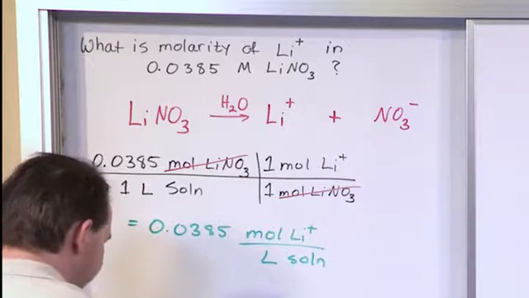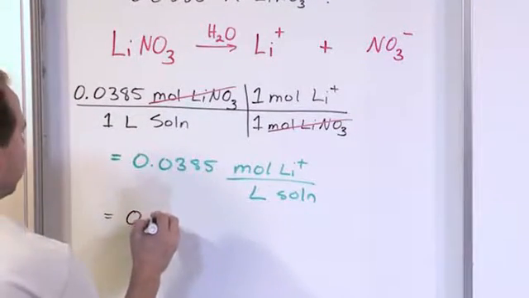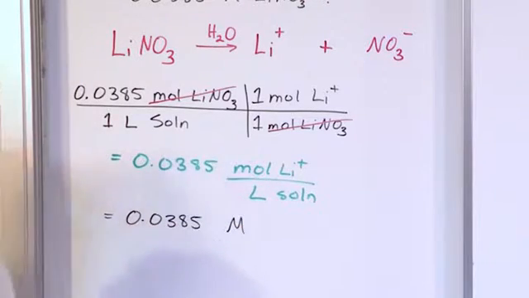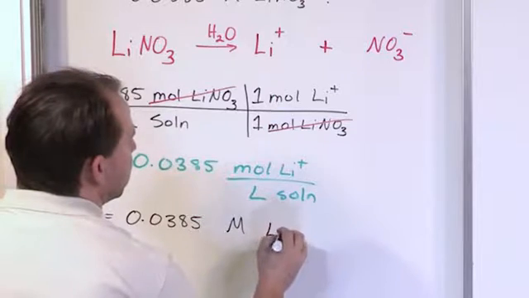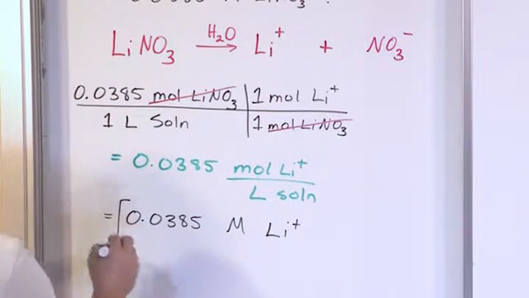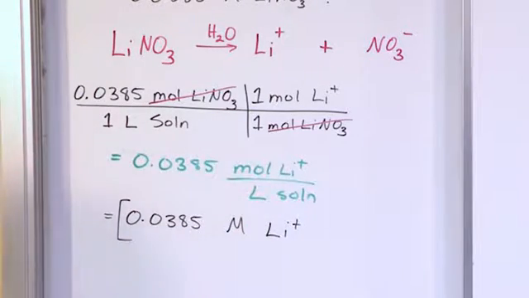What happens when you have moles per liter? What it means is you have 0.0385 molar lithium ions. Okay? So anytime you have a big M like that, it means moles per liter. That's the unit we got in the end, so that's what we're trying to find out.